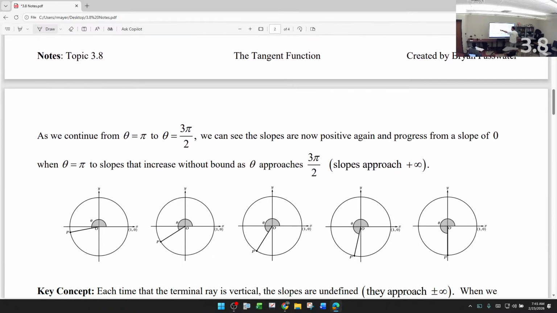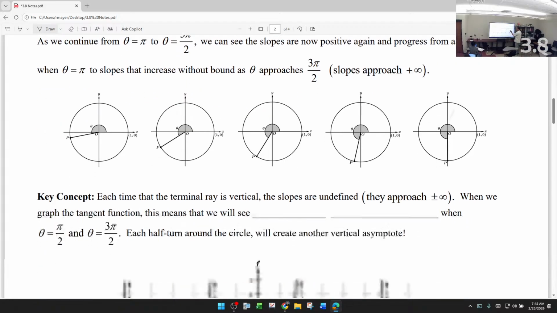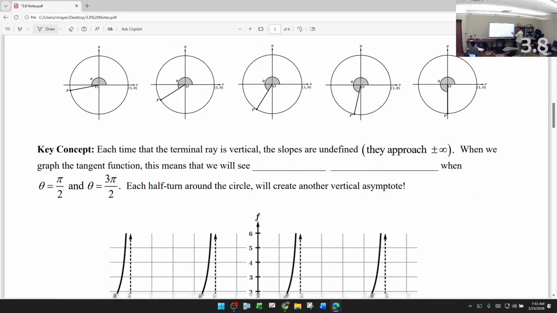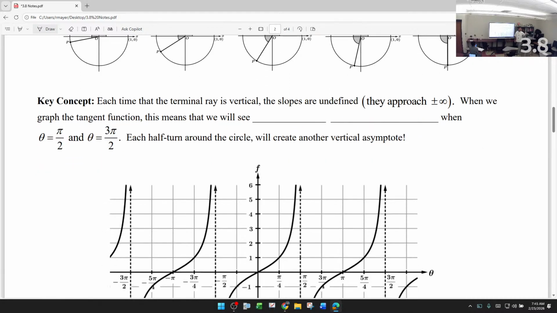As we continue from pi to 3 pi over 2, we can now see it's positive again, progressing from 0, and so on. So this is going through basically all 4 quadrants. Quadrant 1, quadrant 2, this is quadrant 3, and they didn't even do quadrant 4 because I think we kind of get the idea now. Key concept: each time a terminal ray is vertical, the slopes are undefined. They approach infinity or negative infinity. When we graph the tangent function, this means we will see vertical asymptotes.